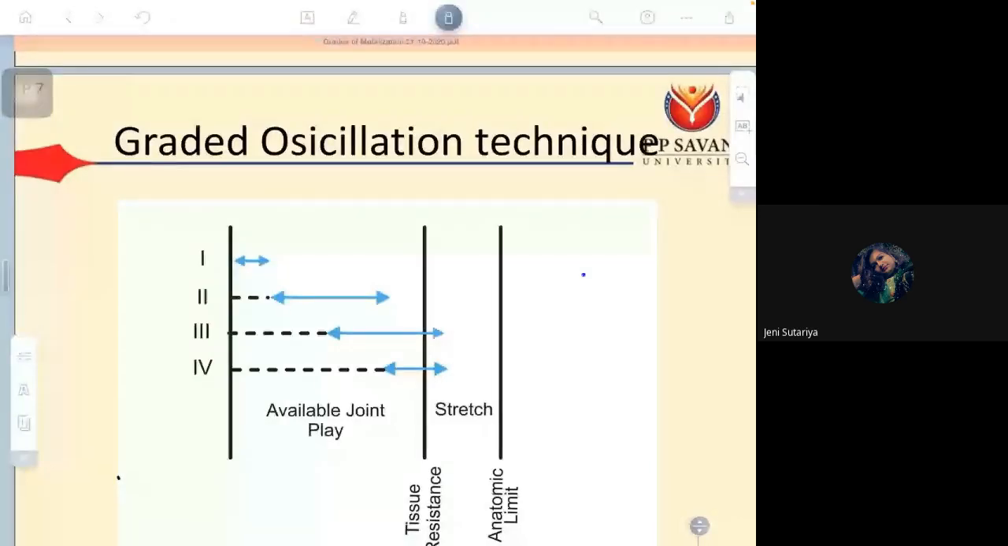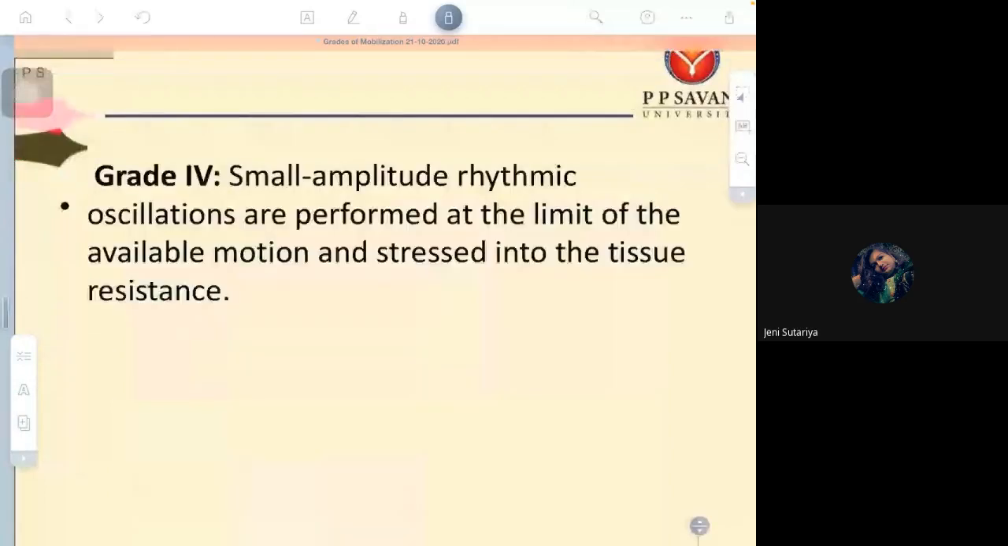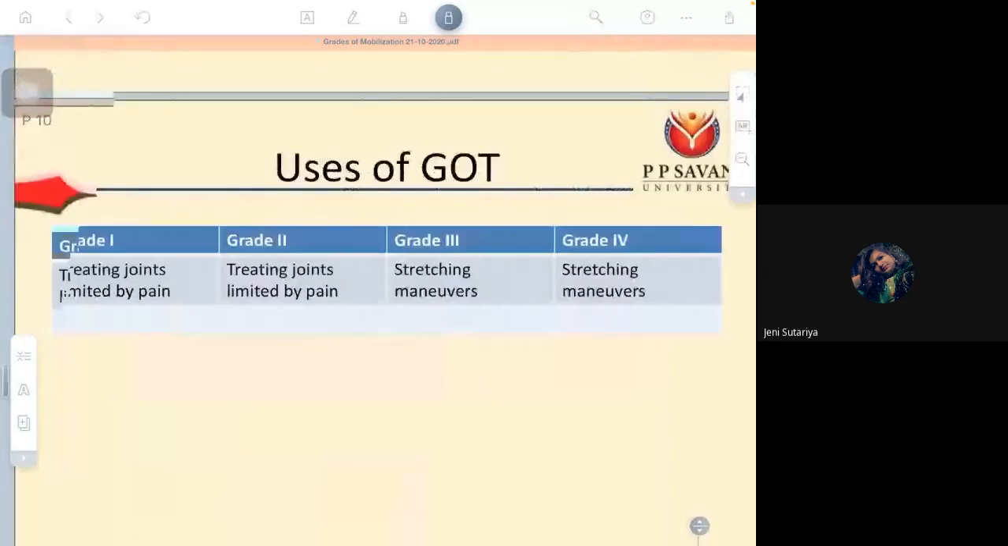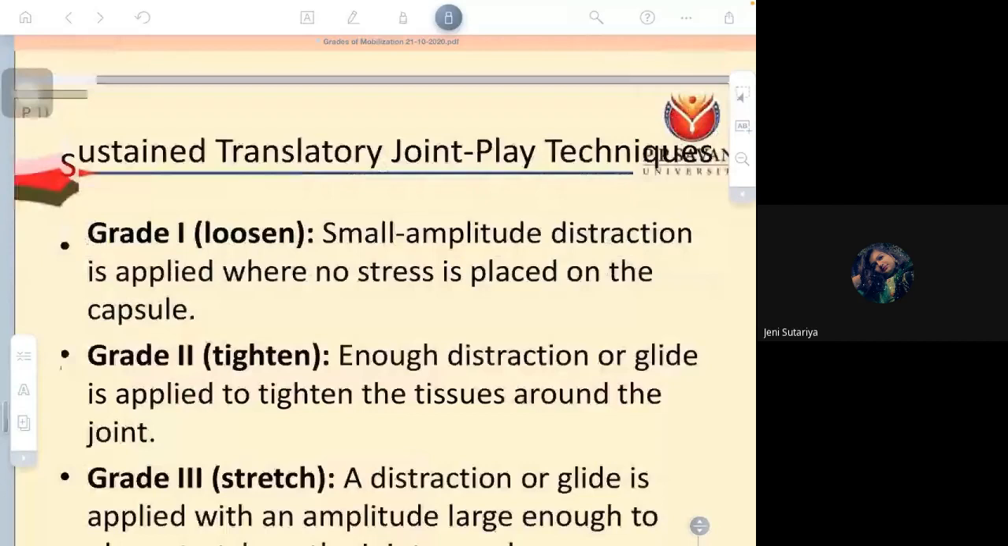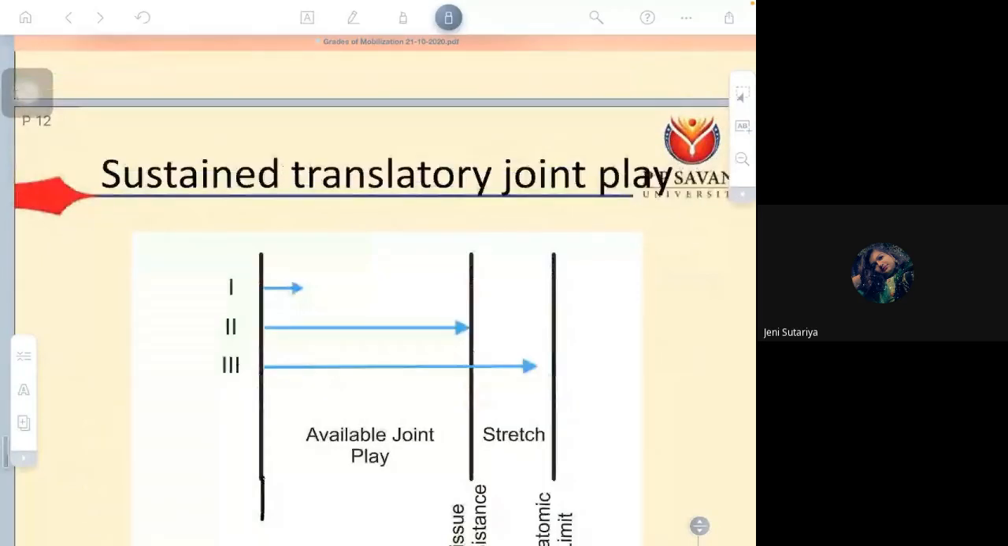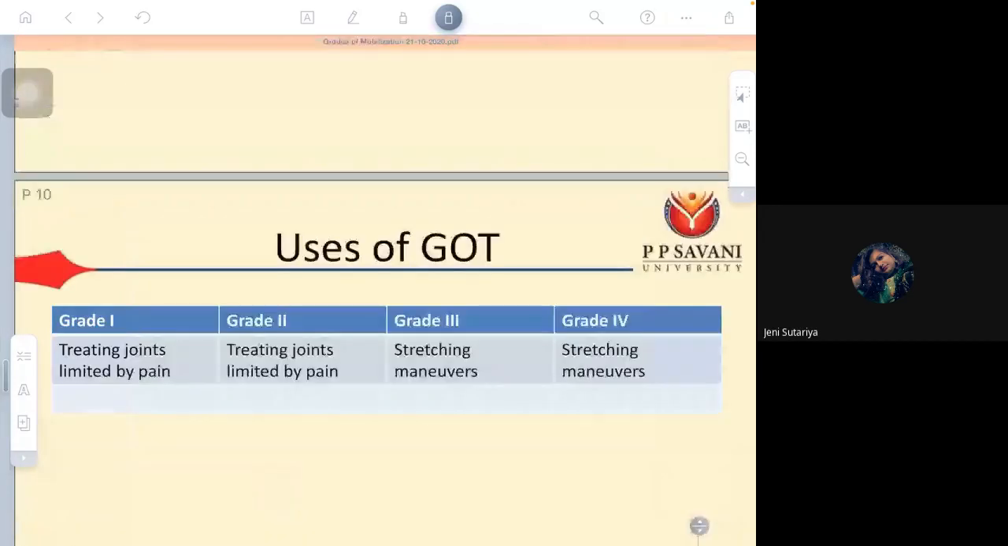So the uses of the graded oscillatory technique we will study separately, and the uses of the sustained translatory joint play technique we will study separately, and then we will compare both the techniques. Clear? So first we will discuss the uses of graded oscillatory technique. We know that there are four grades.